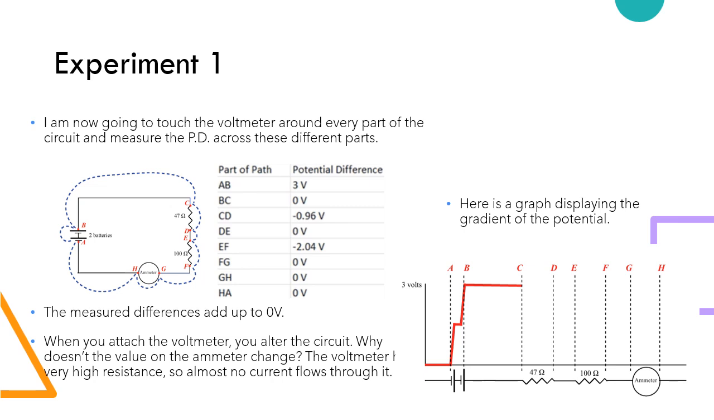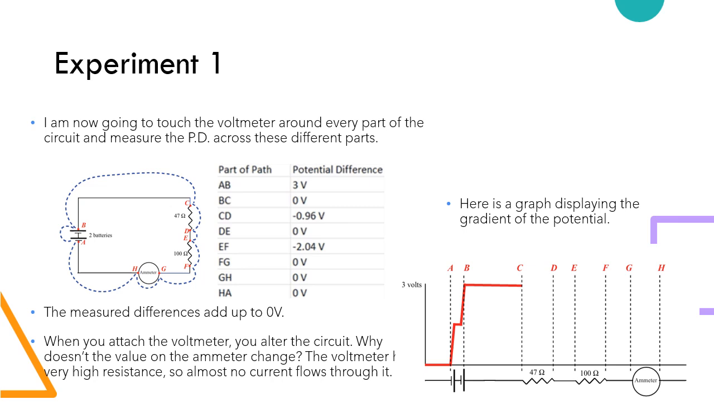The measured differences add up to 0 volts. As you can see here, these are the different potential differences across each component in the circuit, and once you add them together, they all add up to 0 volts. When you attach the voltmeter, you alter the circuit. Why doesn't the value of the ammeter change? The voltmeter has very high resistance, so almost no current flows through, and that's why.